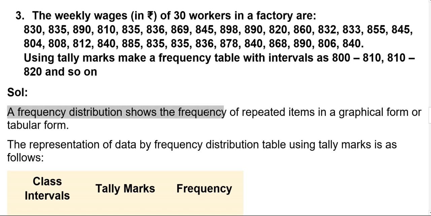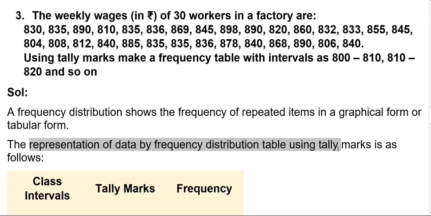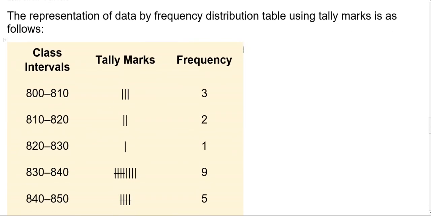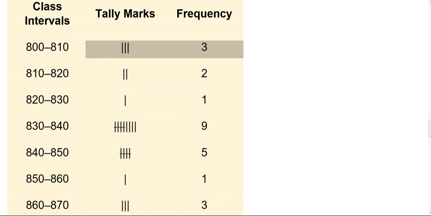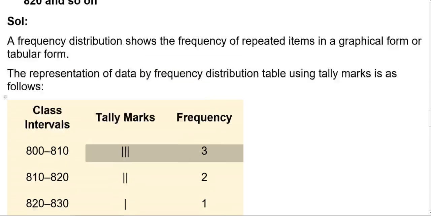A frequency distribution shows the frequency of repeated items in a graphical form or a tabular form. The representation of data by frequency distribution table using tally marks is as follows. Okay, this is the table. You can easily understand. 800 to 810, only 3 members, 3 members frequency. Class interval 800 to 810.